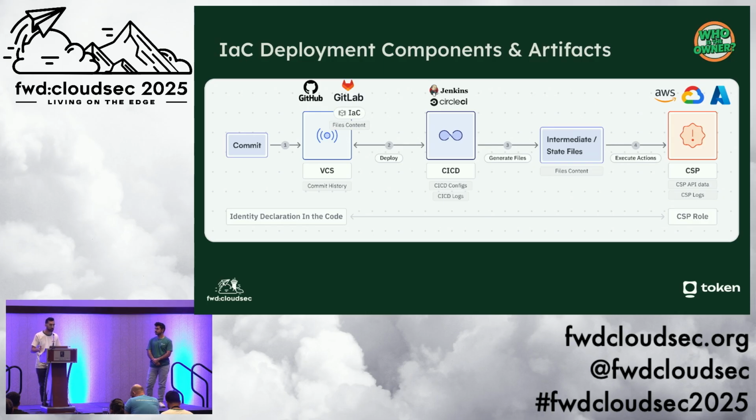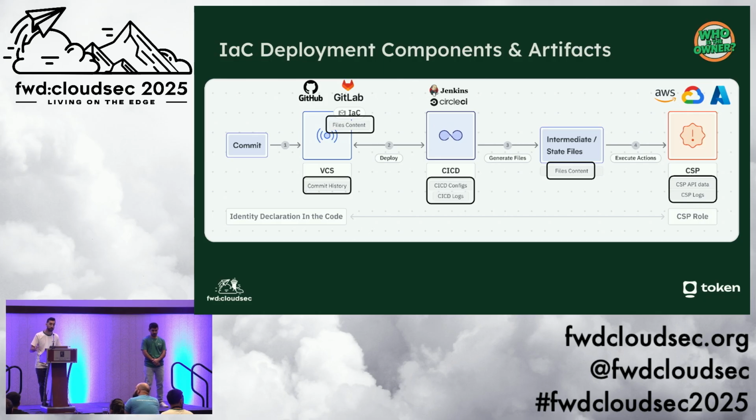And often IaC platforms also utilize intermediate or state files along the way to save the desired state and also the previously held state in the cloud. So if we look at all the different artifacts we have at our disposal to try and deal with this challenge, we have the code itself, the IaC code, in the repository. We have the commit history for that repository. We have the CI/CD configurations and the CI/CD logs. We have the state files.